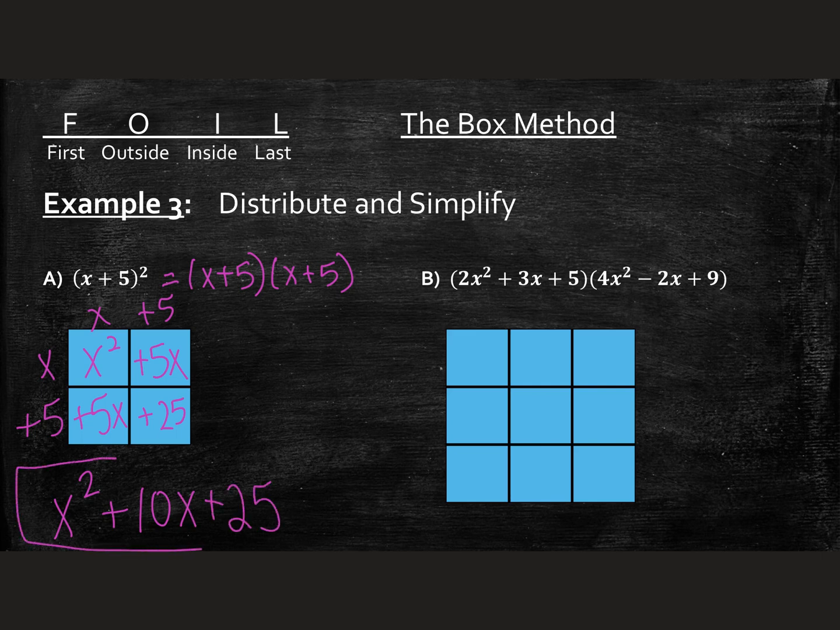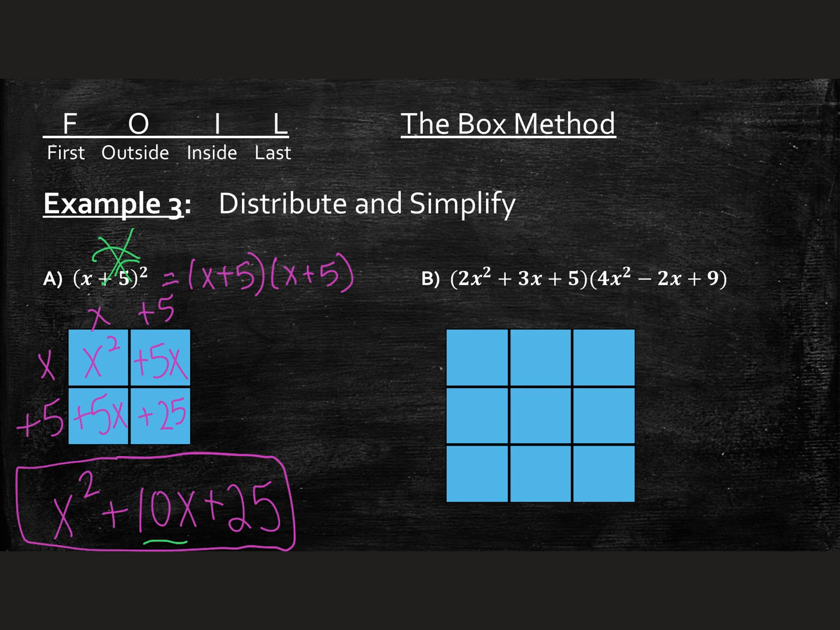Notice that I did not end up with just x squared plus 25, because a lot of people will try to distribute the square to both terms, but then you're going to miss out on this middle term right here, so don't do that.